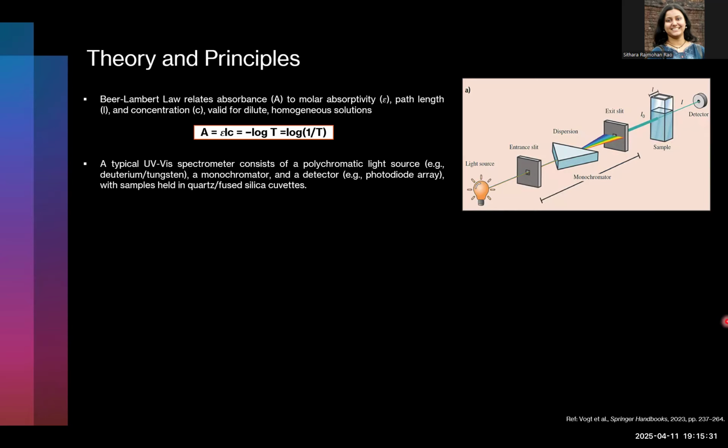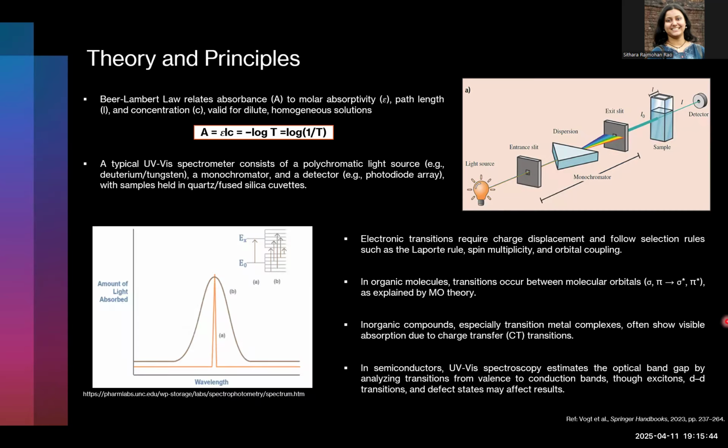A typical UV spectrometer consists of a polychromatic light source, a monochromator, which has some kind of dispersion grating, and a detector, which is usually a photodiode array. The samples are usually placed in quartz or fused silica cuvettes because you want them to be UV transparent. Electronic transitions within molecules have to follow certain selection rules. Some of the major ones are Laporte rules, spin multiplicity, and orbital coupling.